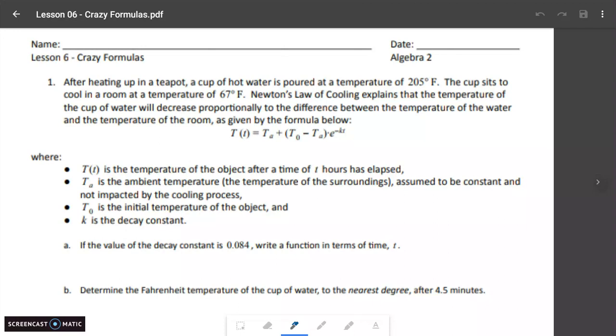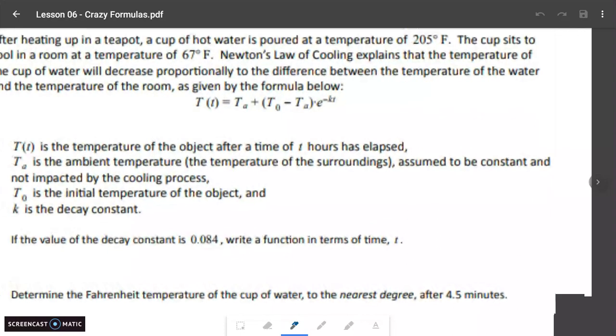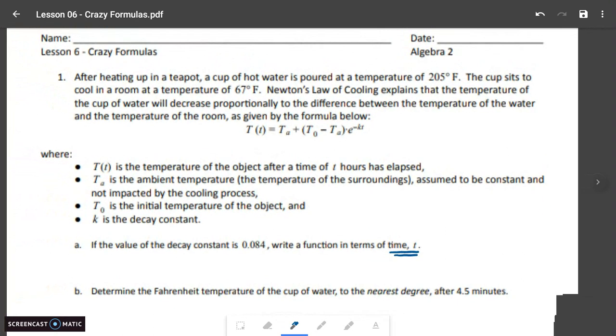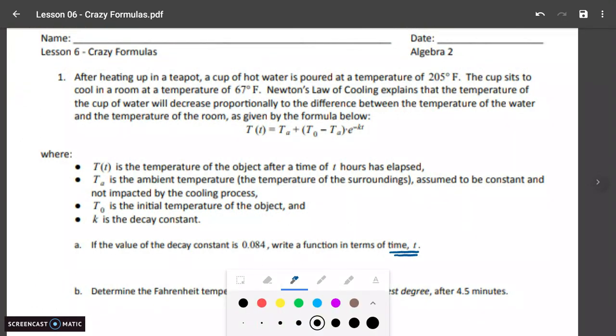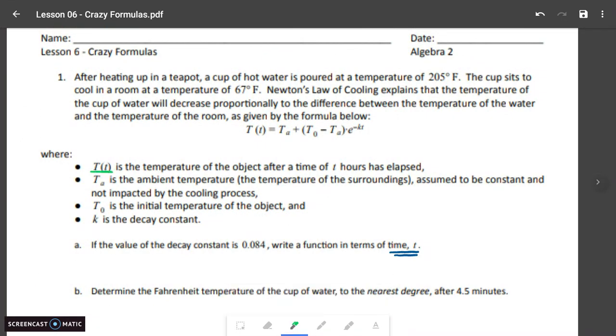T of A is the ambient temperature, the temperature of the surroundings, assumed to be constant and not impacted by the cooling process. T naught is the initial temperature of the object, and k is the decay constant. Now, if the value of the decay constant is 0.084, write a function in terms of time t. Well, remember, this part already tells me that t should still be in this function, but everything else we're going to plug into. So if I look, first one was T of t.